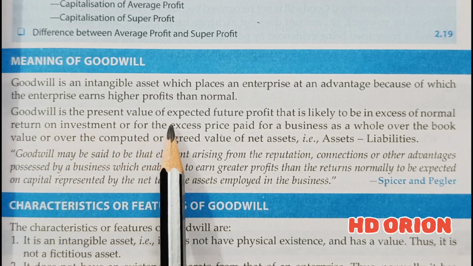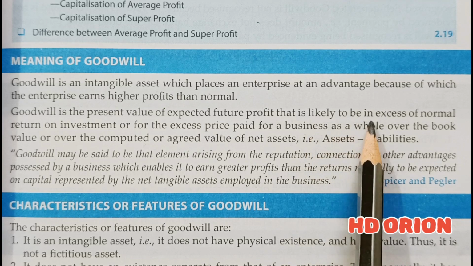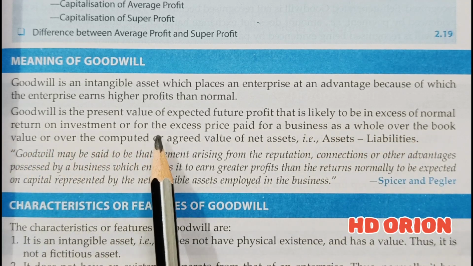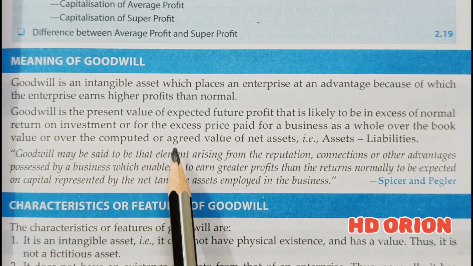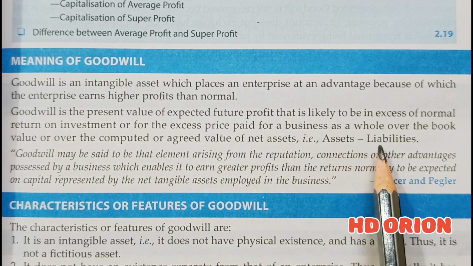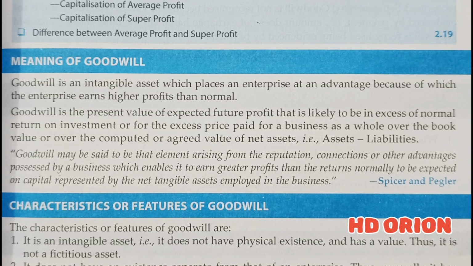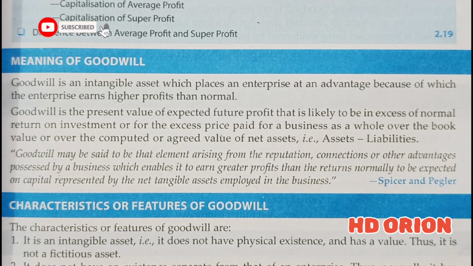Goodwill is the present value of expected future profit that is likely to be in excess of normal return on investment, or the excess price paid for a business as a whole over the book value or over the computed or agreed value of net asset, that is asset minus liabilities. Now, why are we calculating goodwill? We are calculating goodwill to estimate the future earning capacity of a business. So goodwill is calculated in a partnership form of business also, so that we can know how much potential the firm has to earn more than the normal profit.